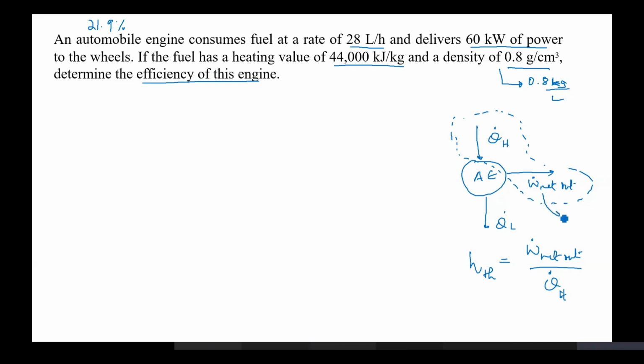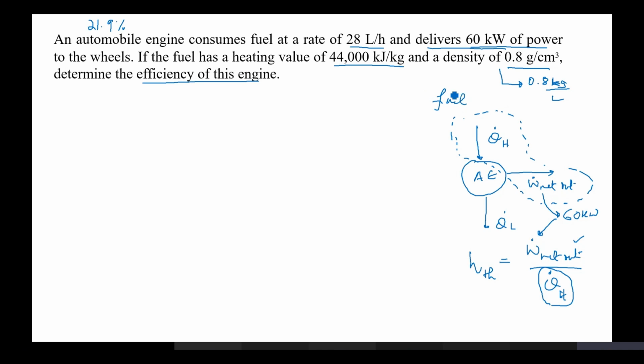So, the net power output, as it says, delivers 60 kilowatt of power to the wheel, is 60 kilowatt. So, when I look at this expression, I know that work net out is known to me. The rate of work delivered by the engine is known to me. I have to find out the value of Q dot H. And the information regarding Q dot H, what is given to me, this Q dot H is essentially coming from the burning of the fuel.